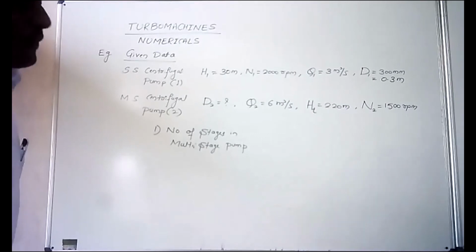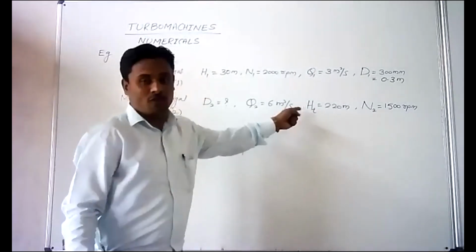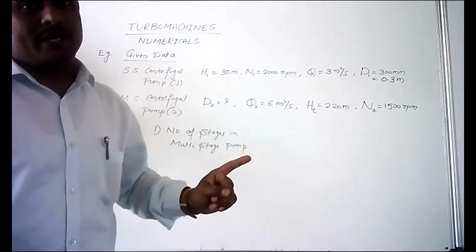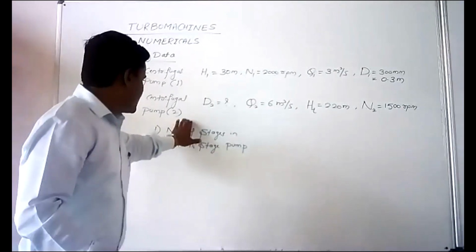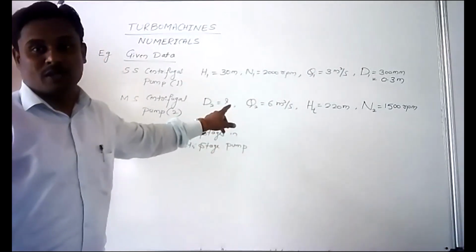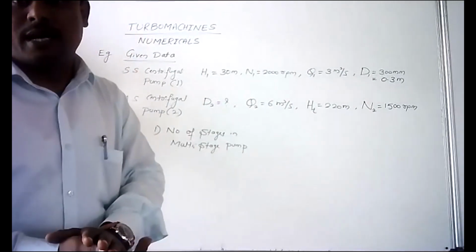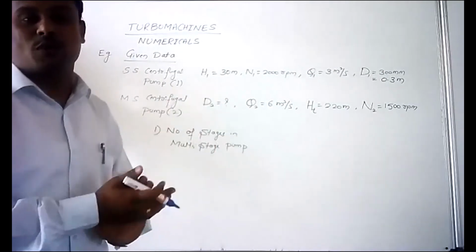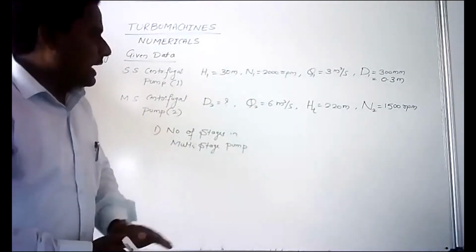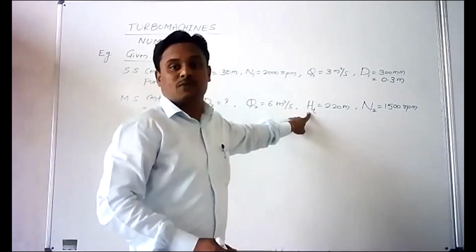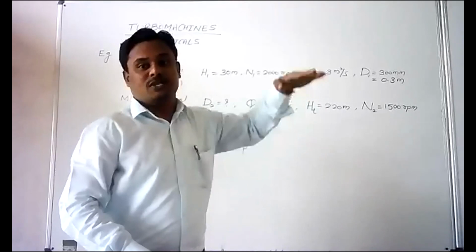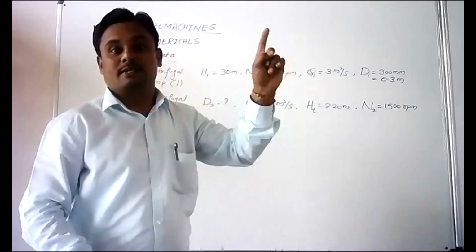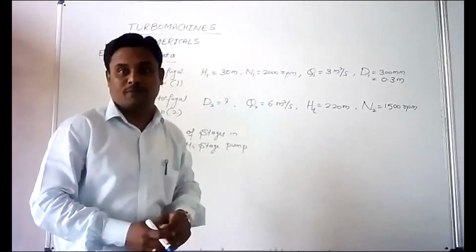You can ask the question, why are we taking HE instead of H2? Because this is the total head, because this is the multi-stage centrifugal pump. A multi-stage centrifugal pump has more stages, more impellers situated on the shaft. H2 stands for the head achieved by using a single impeller of the multi-stage pump. Is that clear?